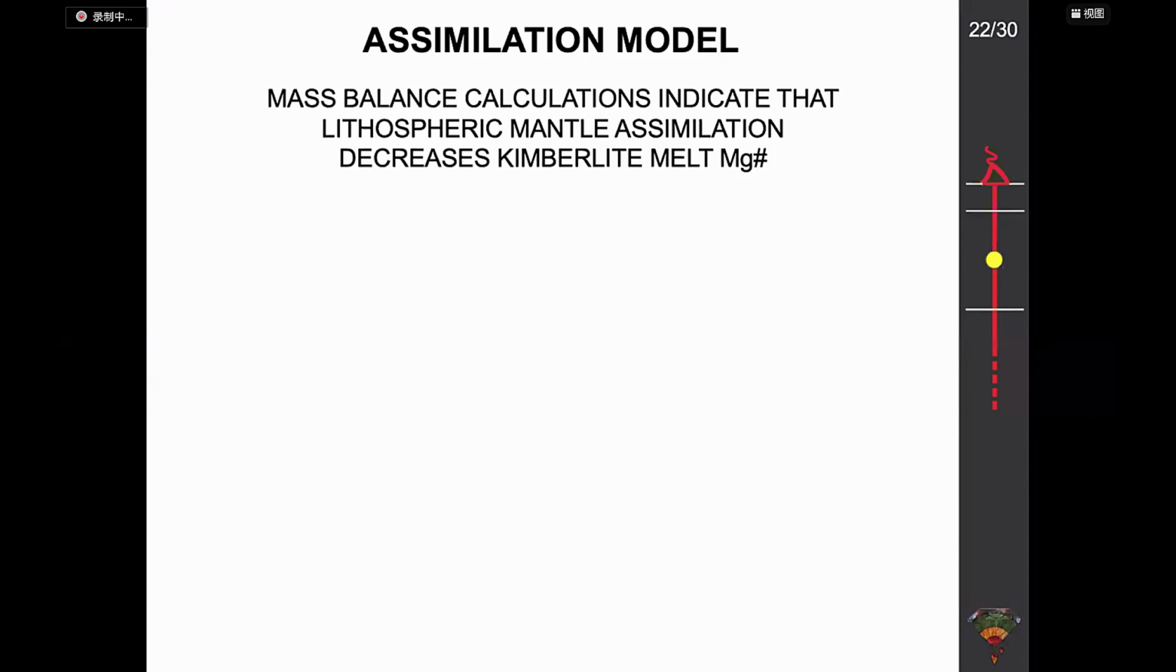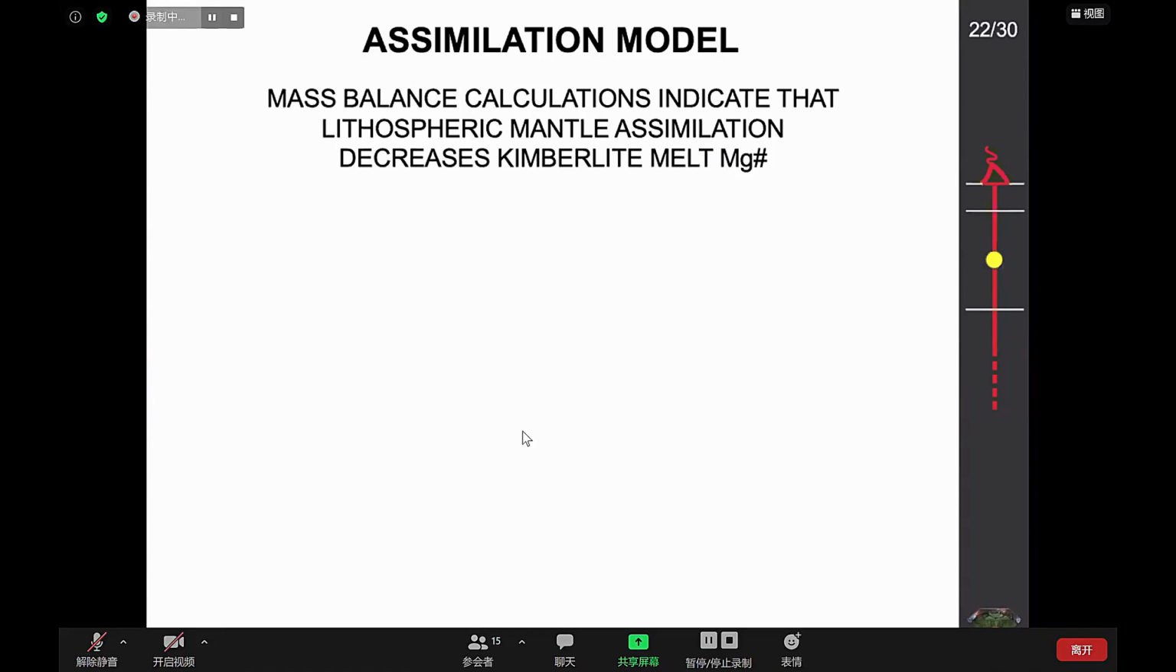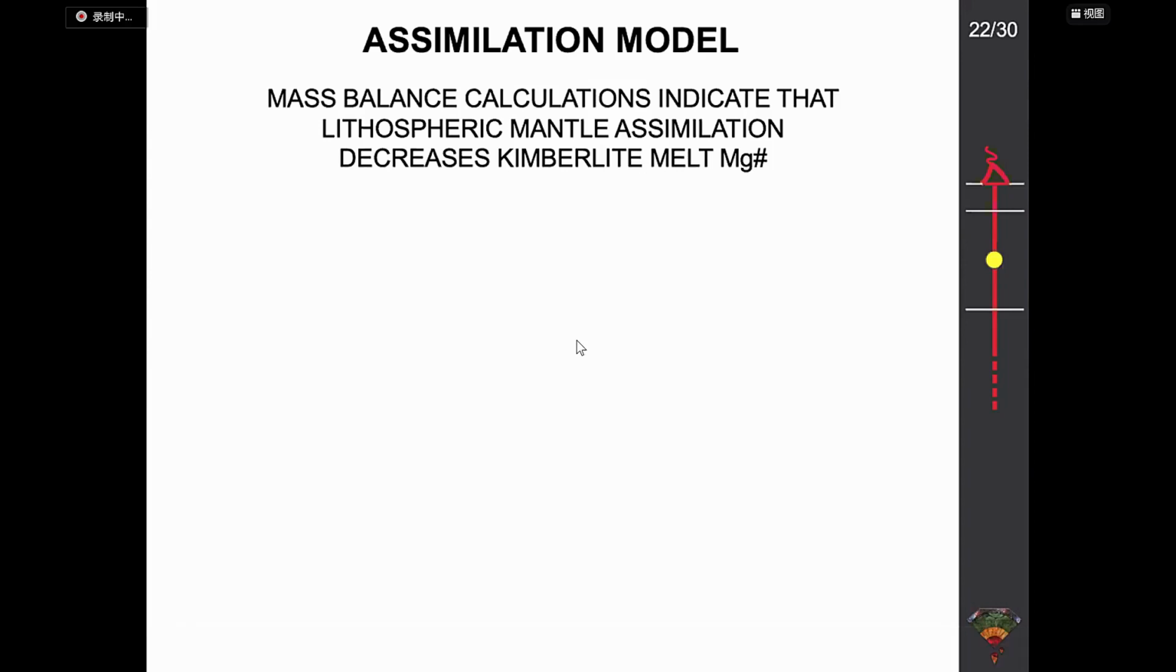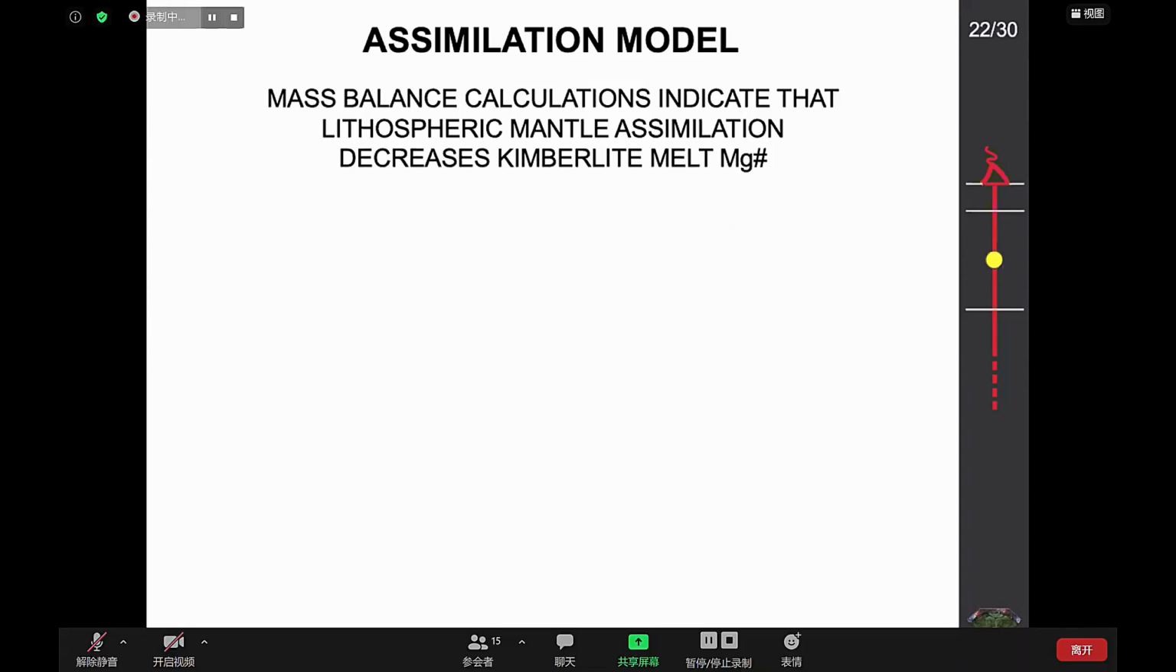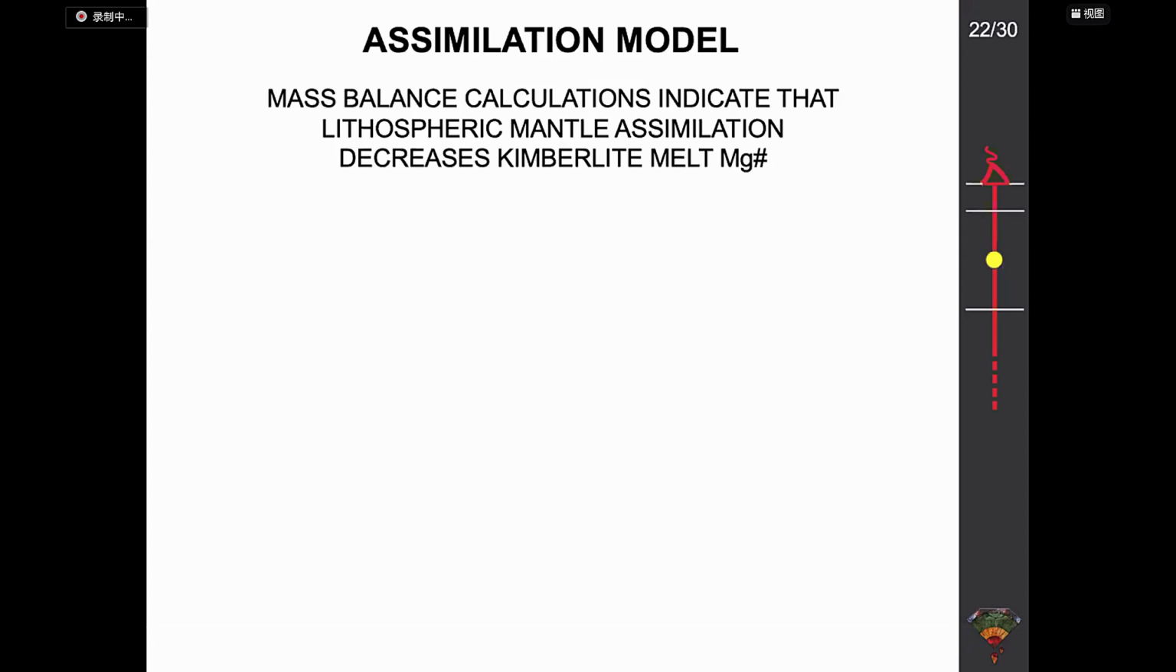So to go into the details of the assimilation model, I did some mass balance calculations, trying to understand the actual process in more detail. So what came out from this exercise? In this exercise, I first compared the magnesium number of primary kimberlite melts, which is estimated to be around 84 plus or minus 1, with the composition of kimberlite melts that are in equilibrium with the olivine rims.